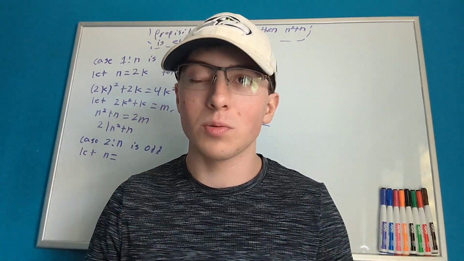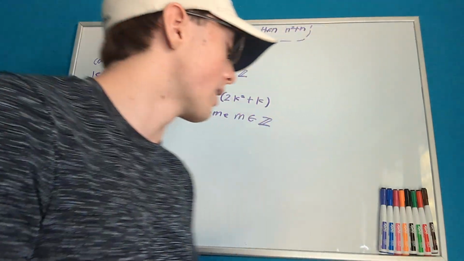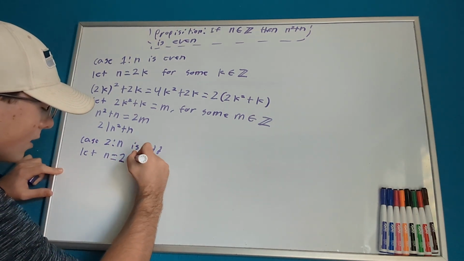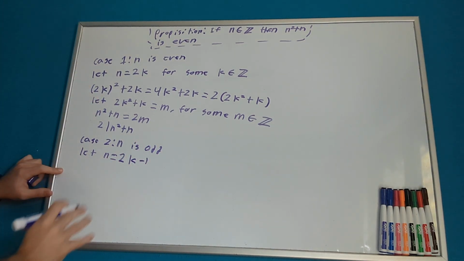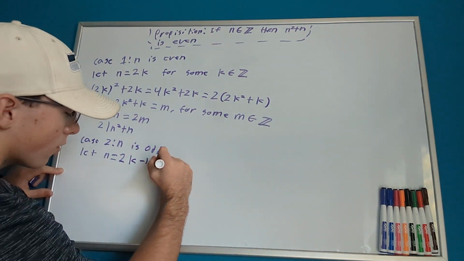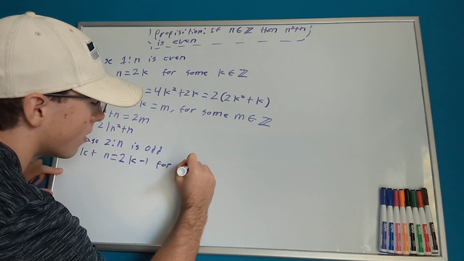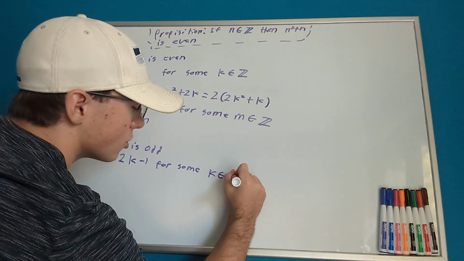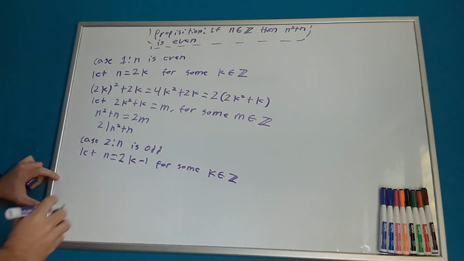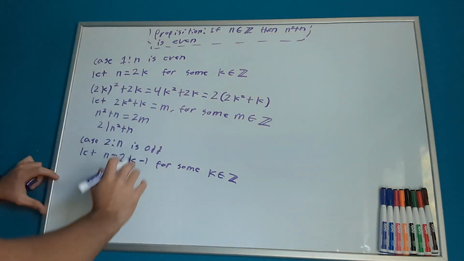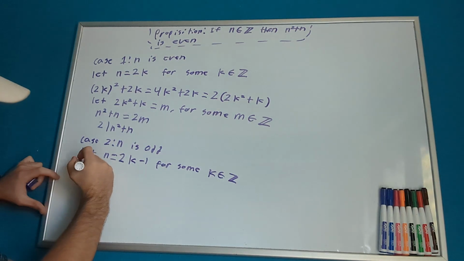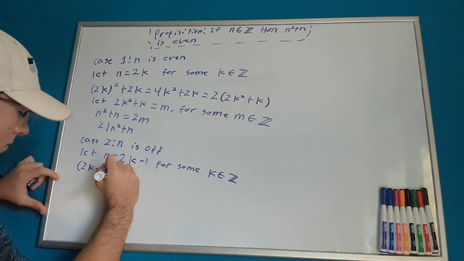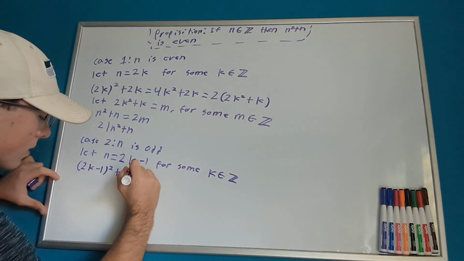You could also do plus 1 if you wanted to, and you would get the same thing in our case. But I'm going to do minus 1. So we're going to let n equal 2k minus 1. Therefore, it is an odd integer for some k inside the integers. Then, from here, once again, we're going to take this and plug it into n squared plus n. So we get 2k minus 1 squared plus 2k minus 1.